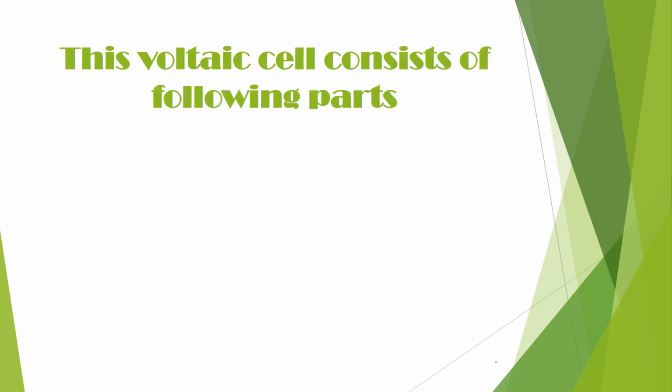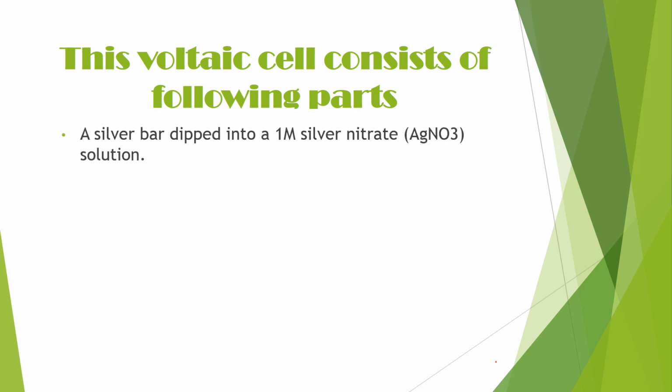For this voltaic cell, we were given two metals and two solutions. In constructing the voltaic cell, each metal is dipped in the solution of its ions. For example, a silver bar, that is the silver metal, will be dipped in 1 molar silver nitrate solution. Solution means that silver nitrate will be dissolved in water. When we dissolve it in water, it dissociates into silver ion and nitrate ion.